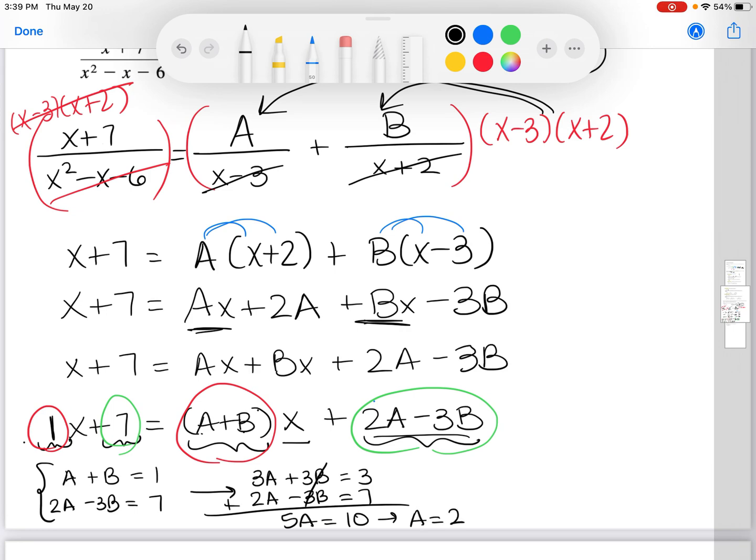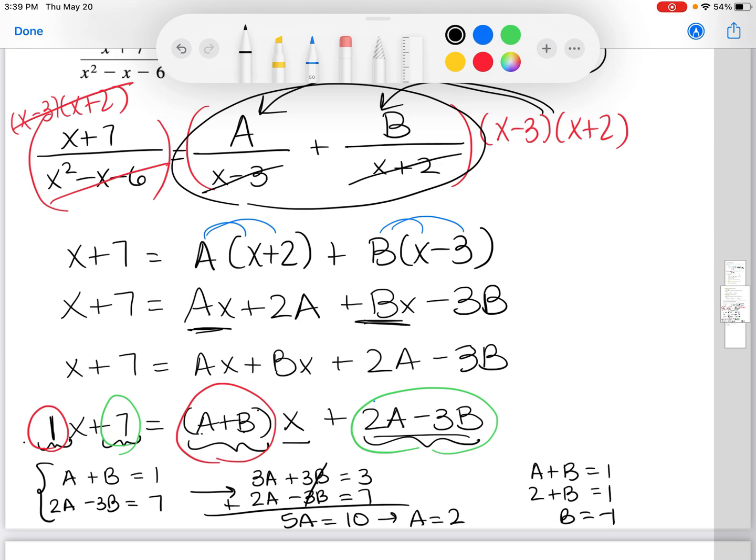And then we can plug back in to get b. So a plus b is equal to 1. That means 2 plus b equals 1. Subtract and get b is negative 1. So my final answer is going to be, I'll go right back up here and replace a and b. That's going to be 2 over x minus 3 plus negative 1 over x plus 2, or you could write that as minus 1 over x plus 2, and it would really be the same answer.